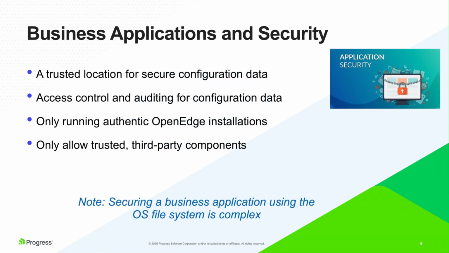In years past, a business application often ran in open systems behind a firewall. Security was done by the application providers by building their own security controls, or they just trusted the environment the application ran in. Today, the security concerns are more important, and for business applications, there is a need for a trusted location to store secure data, the ability to limit access control and provide auditing over changes to configuration data, only run in a trusted, authentic OpenEdge installation, and only allow trusted third-party components.